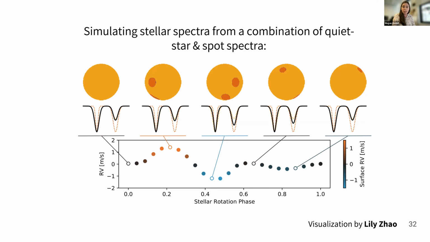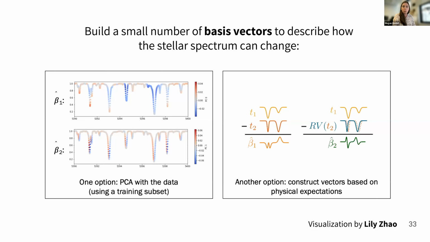Now, what do we do with these time series spectra? We want to come up with a small number of basis vectors to describe how the stellar spectrum can change. We need that representation of stellar variability in a low dimensional way. There are many different ways that we could choose what these basis vectors are, and we've experimented with a few different approaches.